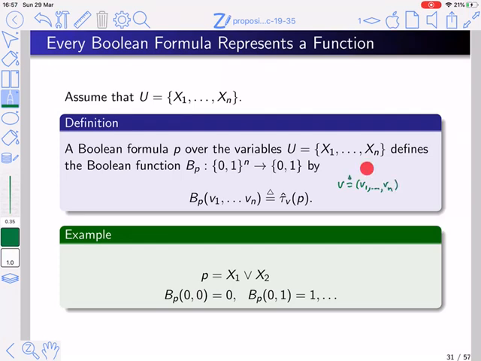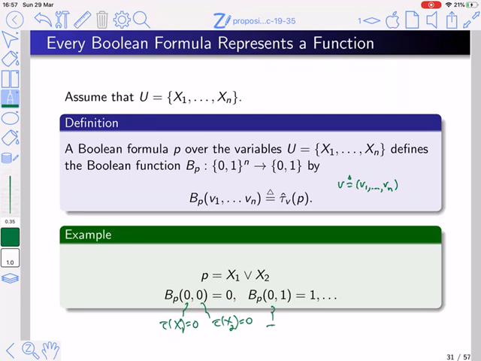So I take this vector, I use it to define a truth assignment, I extend this truth assignment and apply this extension to the formula P. Let's see an example. Suppose P is the formula x1 or x2. Now I'm interested in various truth assignments. Let's consider the first truth assignment, which is defined by the string 0, 0. So this means that tau of x1 is 0, and tau of x2 is also 0. So I do 0 or 0, and I get 0.